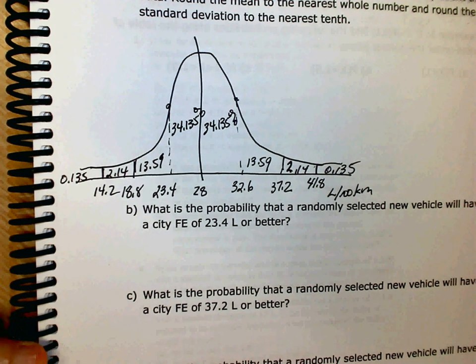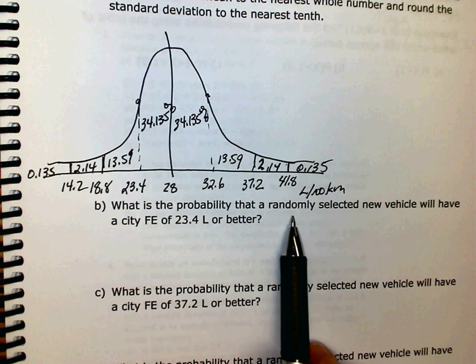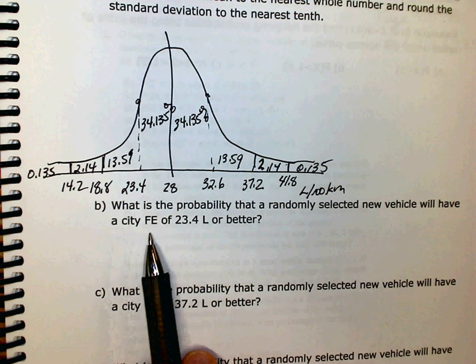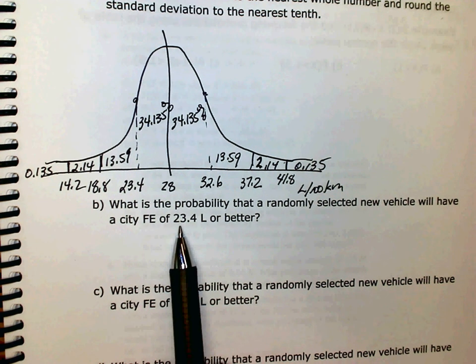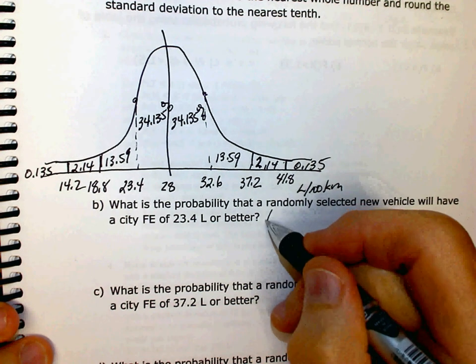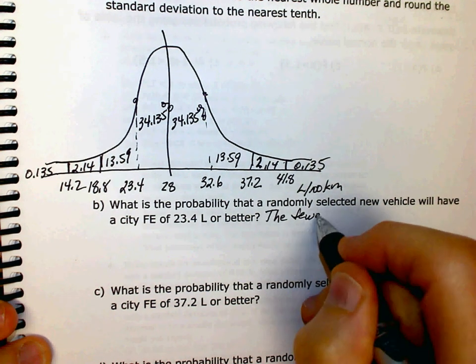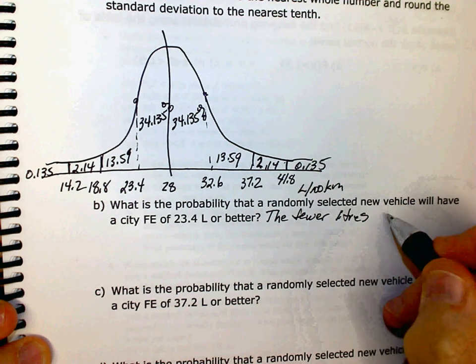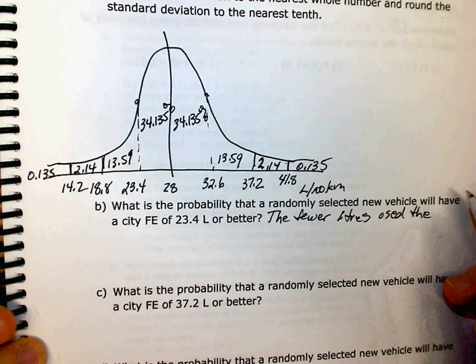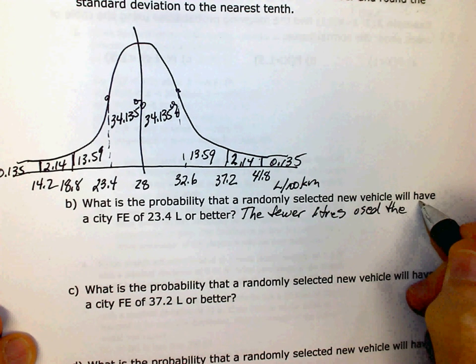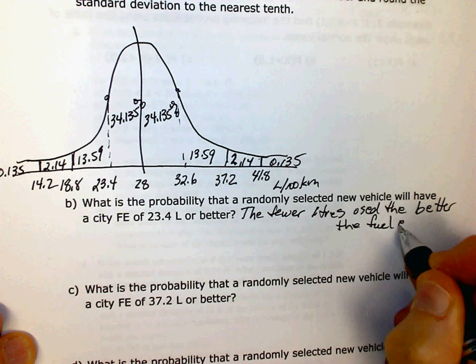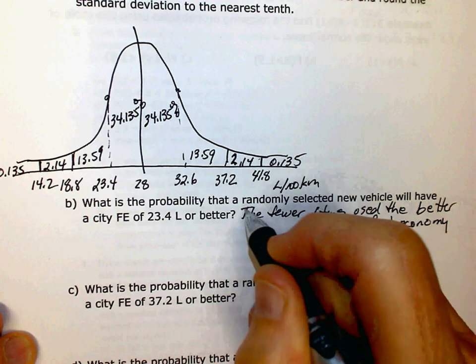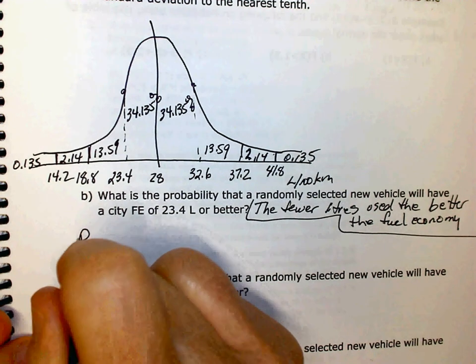What is the probability that a randomly selected new vehicle will have a city fuel economy of 23.4 liters or better? So the smaller this value, the better, right? The fewer liters you use, the better fuel economy. Okay, so we want the probability x is less than 23.4.